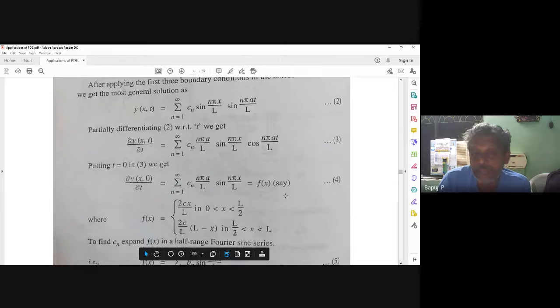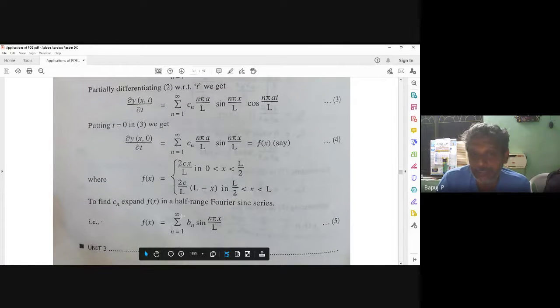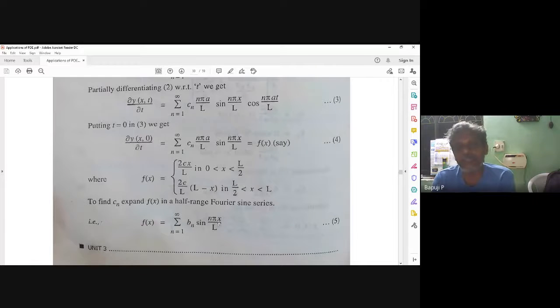I will call this f(x). Now he is telling this value f(x). My f(x) is this. So if you put bn sin(nπx/L), f(x) is any function, with n = 1 to infinity, bn sin(nπx/L). It is nothing but a Fourier sine series. I can express my function in terms of a Fourier sine series.